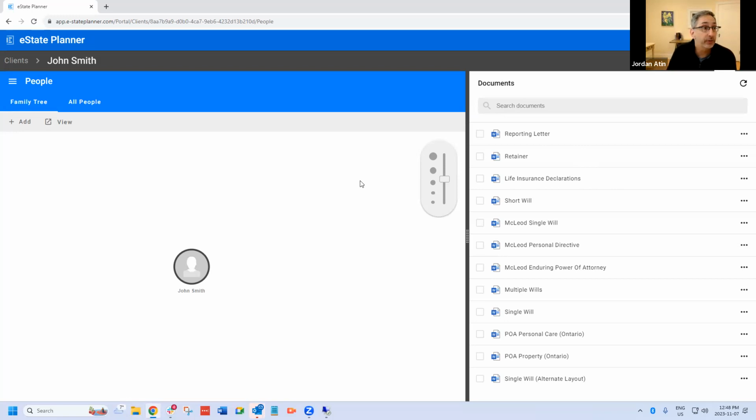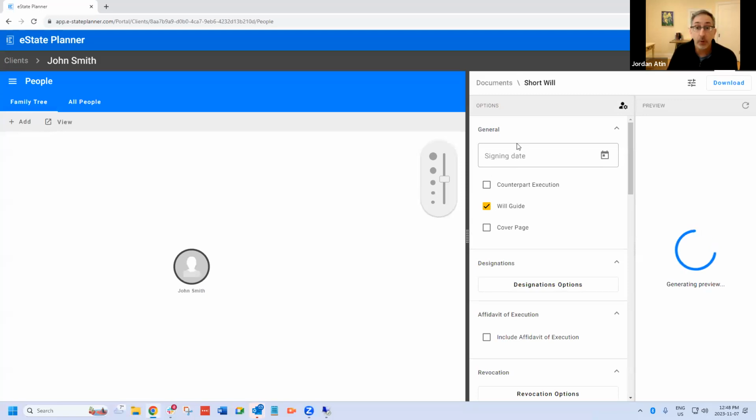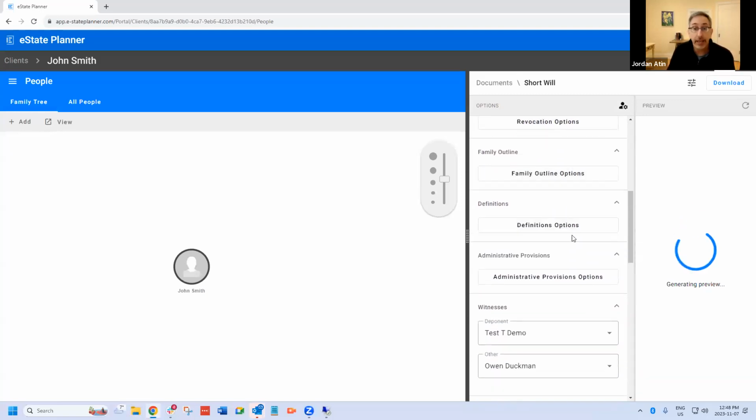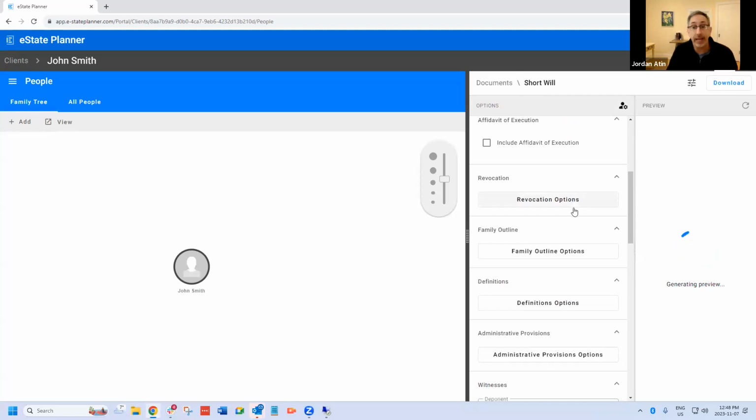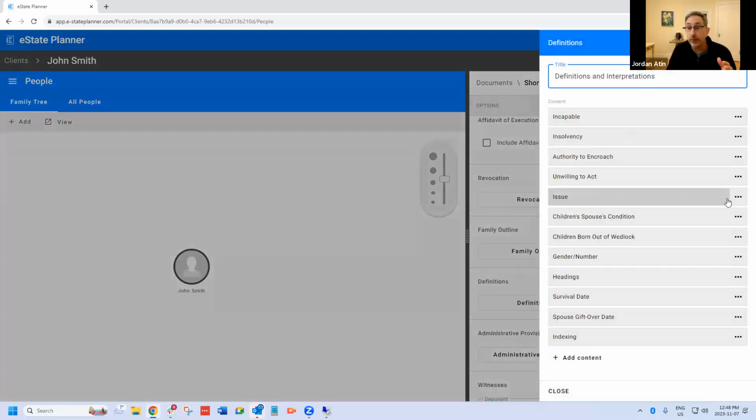Okay, good question. So customizing the documents. You can do it in two places. Let's say you just want to customize it for a particular client. When you're working on the client, you can go in here and customize it, and it will be saved with that client.